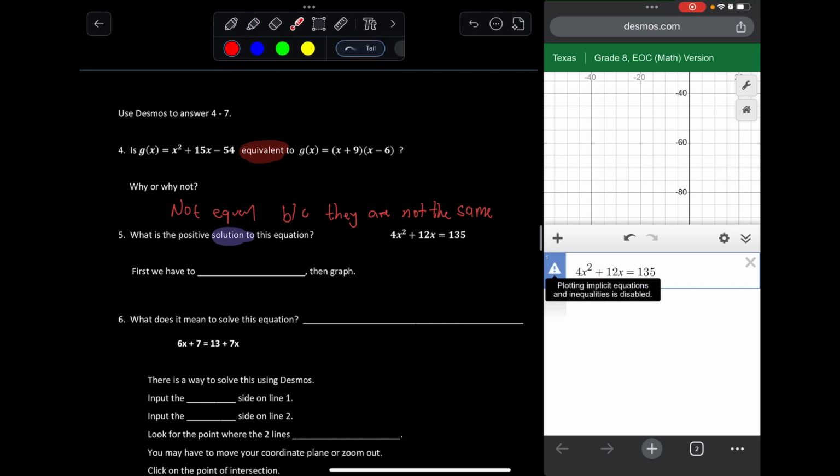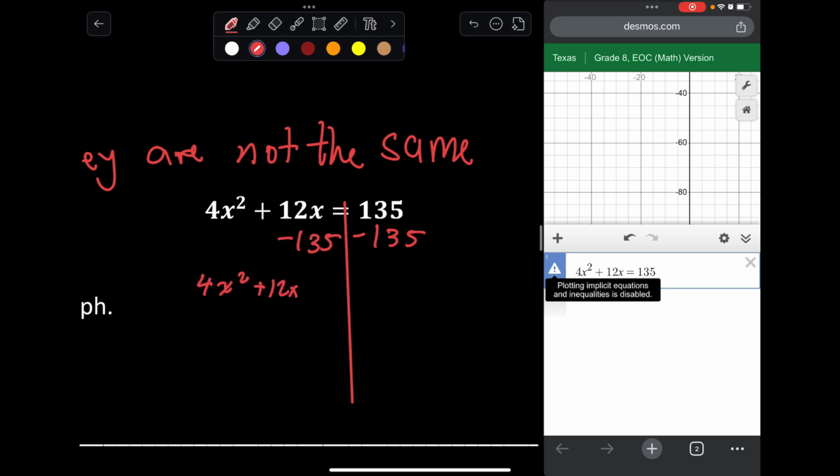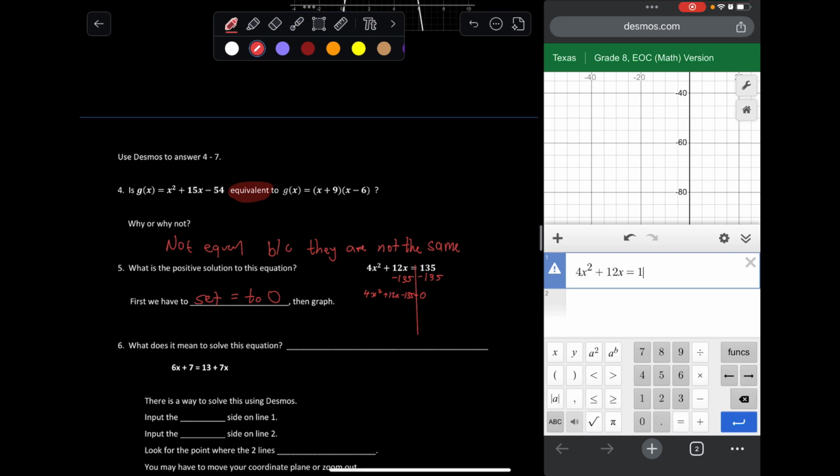I get an error. So what you need to do with this equation is first we have to set it equal to 0. So one side of this equation needs to be equal to 0. So what I'm going to do is subtract 135 from both sides. And I'm left with 4x squared plus 12x minus 135 is equal to 0. So now that one side is equal to 0, I can plug it into my Desmos.